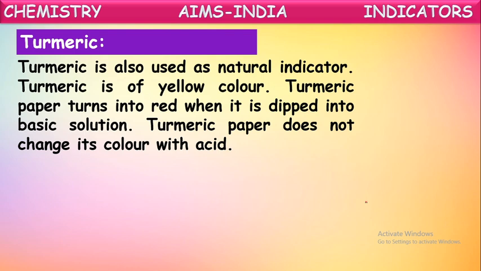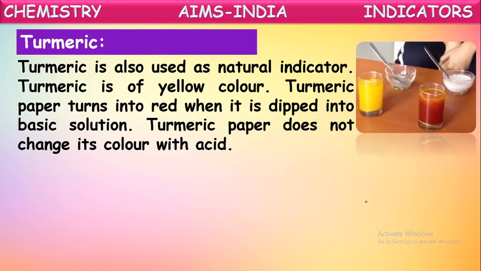Turmeric paper turns red when it is dipped into a basic solution. Turmeric does not change its color with an acid. Yes, turmeric does not show any color with acids. It shows a color change with only bases. It turns into red color.